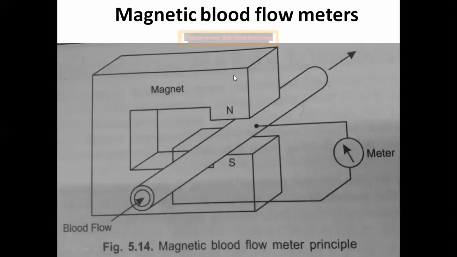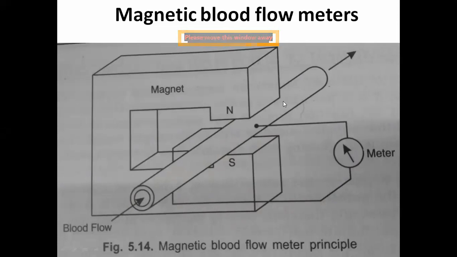Suppose here we have a magnet which has north and south poles. The basic principle is that whenever a conducting wire is placed in a magnetic field, it induces an EMF which is proportional to the amount of the current flowing through the wire.